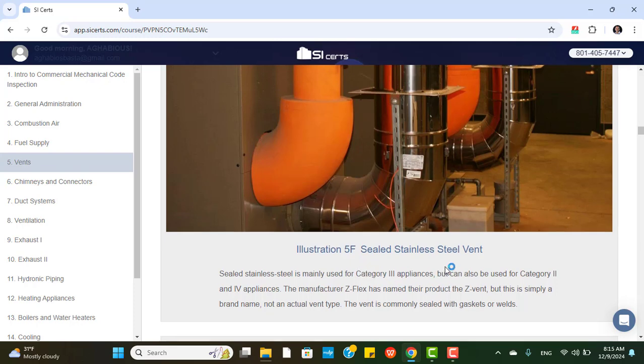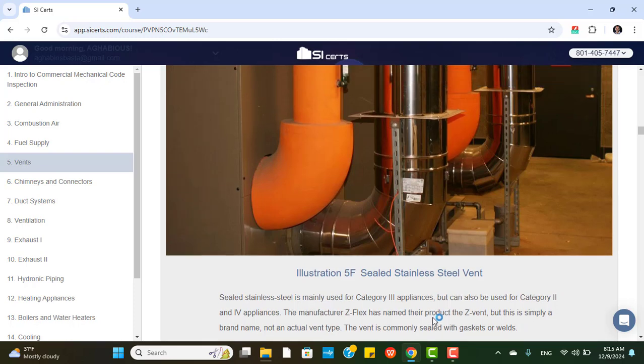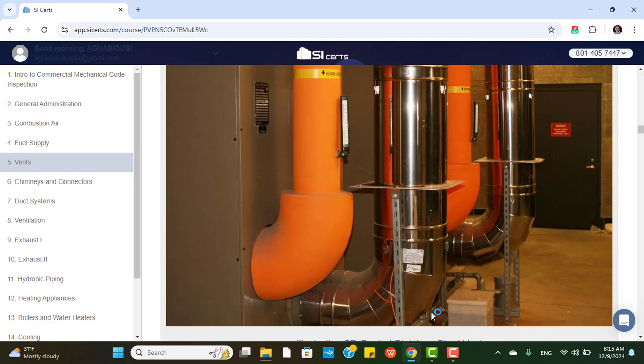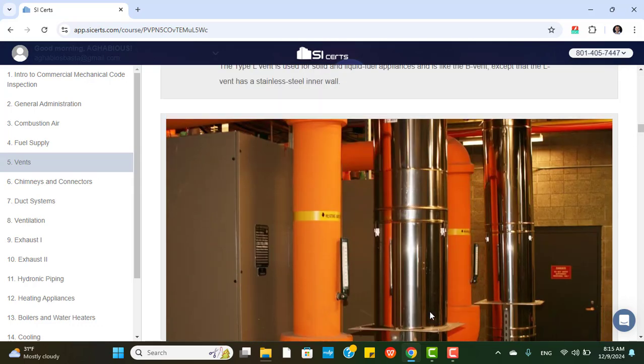Illustration 5D, sealed stainless steel vent. Sealed stainless steel is mainly used for category 3 appliances, but can also be used for category 2 and category 4 appliances. The manufacturer Z-Flex has named their product the Z-Vent, but this is simply a brand name, not an actual vent type. The vent is commonly sealed with gaskets or welds.